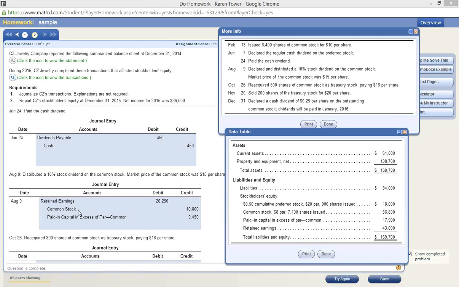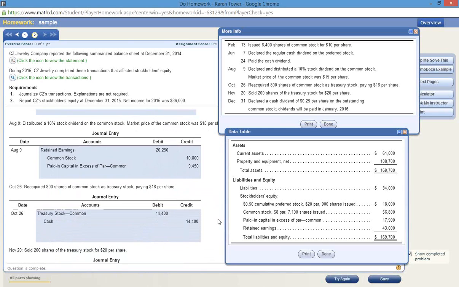The common stock, we issued 1350 at 8. It should work out right. Yeah. We had 10% of 13,500 is 1350. The par value is $8 per share. $8 times 1350 is 10,800, and then the paid-in capital in excess of par is the difference between the two.